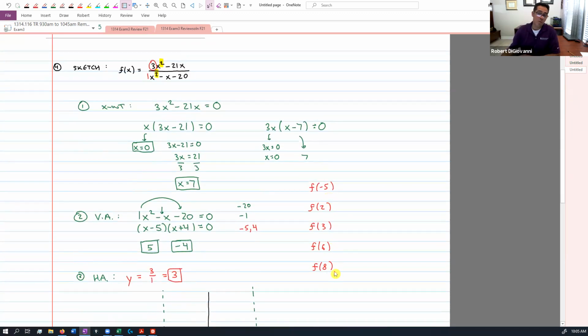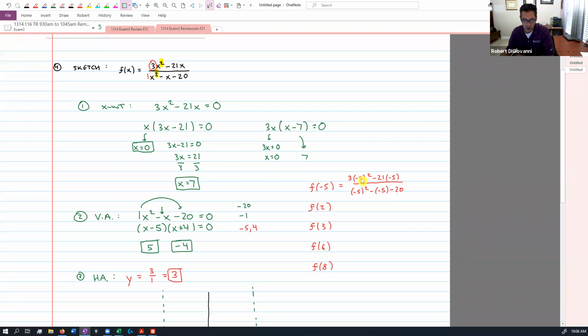So I'm not going to do each one of these. This is going to take me too long. So I'll do one of them. How about -5? I have to plug that into the original function. 3 times -5 squared minus 21 times -5 over -5 squared minus -5 minus 20. So you got to be really careful with all the signs here. There's a lot of room for error.